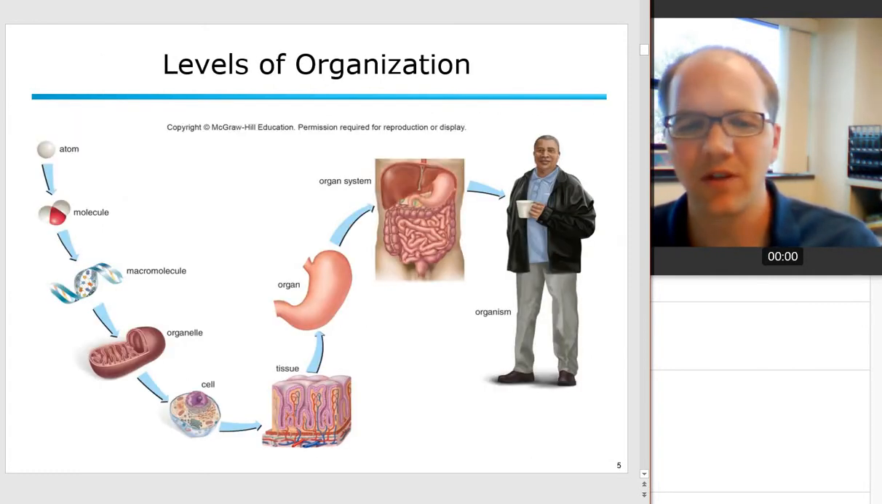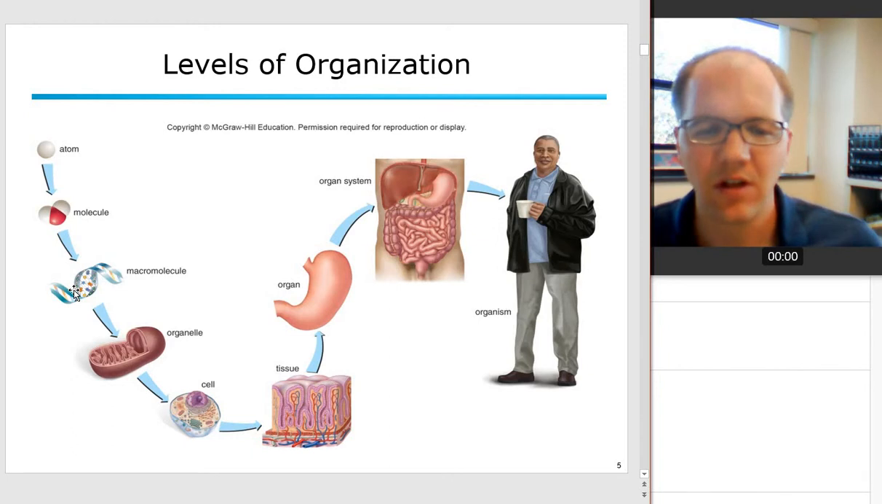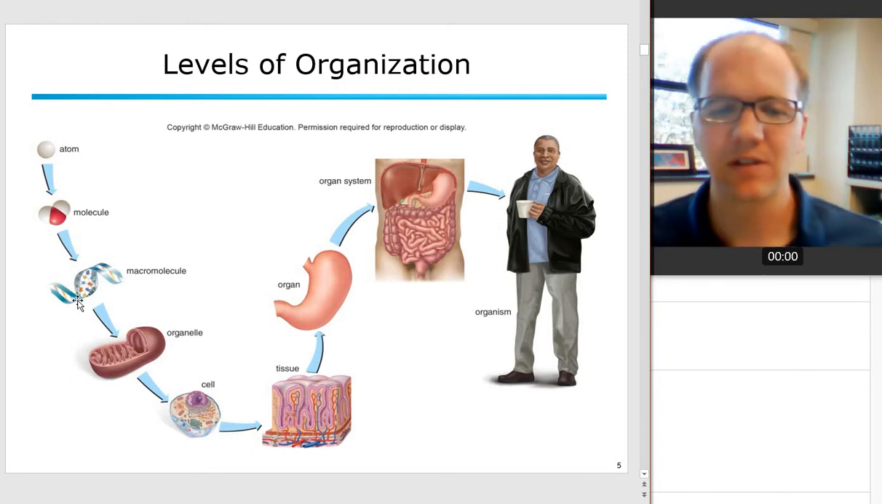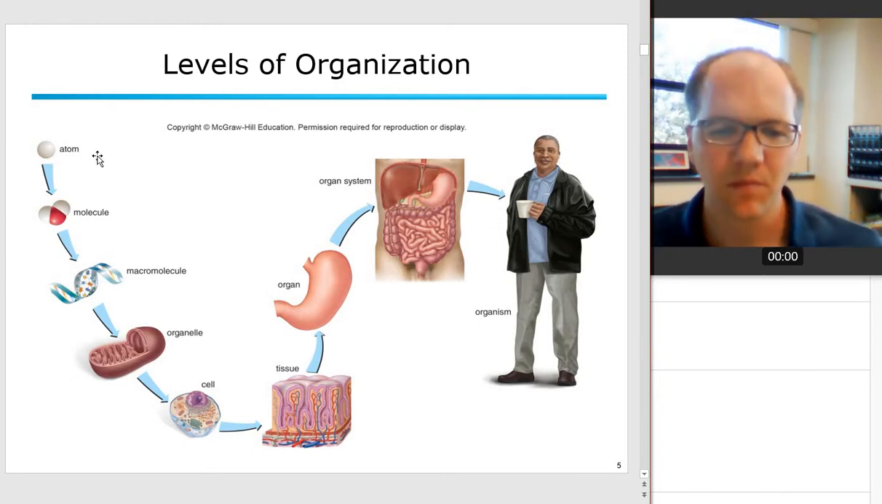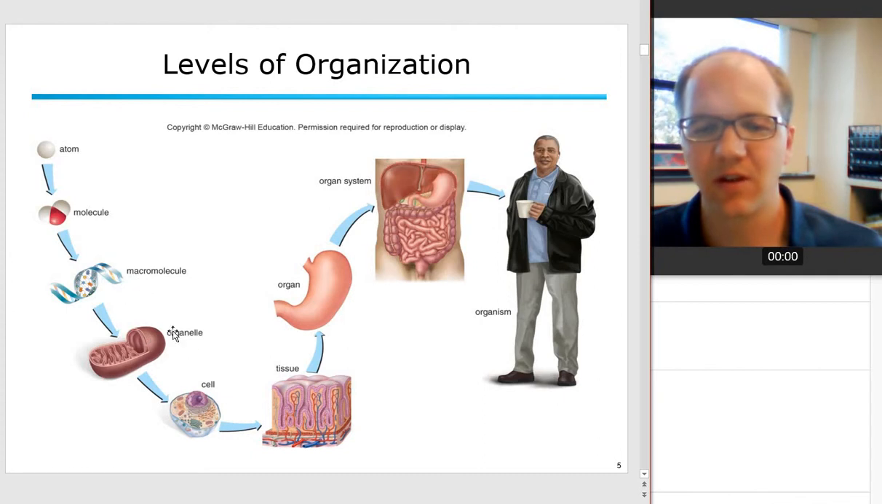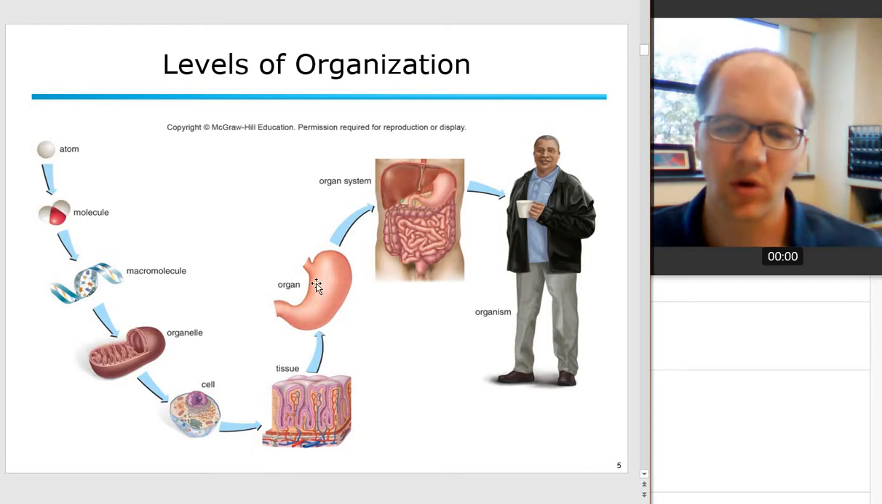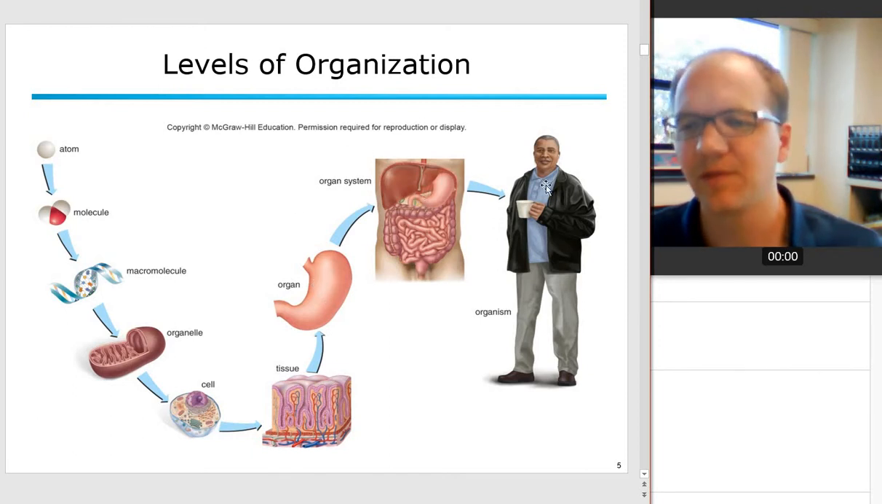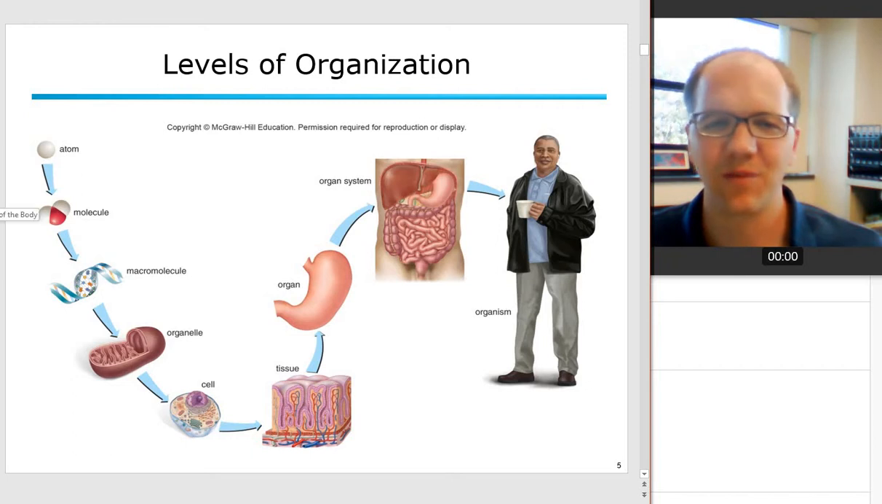This is a picture of the different levels. So starting with the atoms, atoms come together to form molecules. Molecules form bigger things called macromolecules. So this is all chemical here. And then chemicals come together to form organelles. Organelles form cells. Again, cells, this is the basic unit of living things. Cells form tissues. Tissues form organs. Organs form organ systems. And then we have the full organism. There we are. So we've got all the different parts.